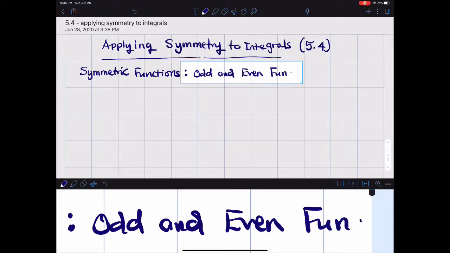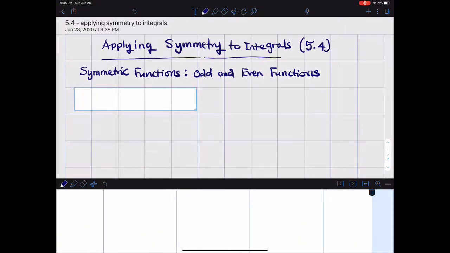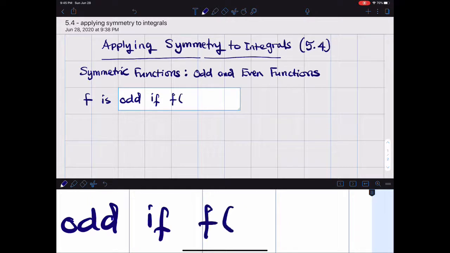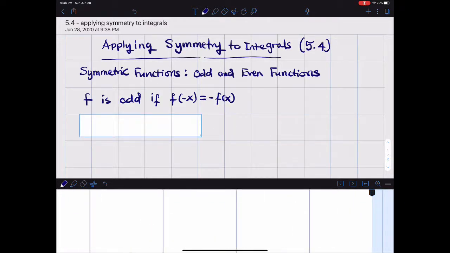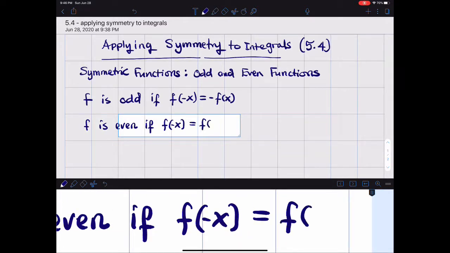What makes the function odd? What makes the function even? Okay. A function f is said to be odd if f of negative x is equal to negative f of x. All right, so a function is said to be even if f of negative x is equal to f of x.